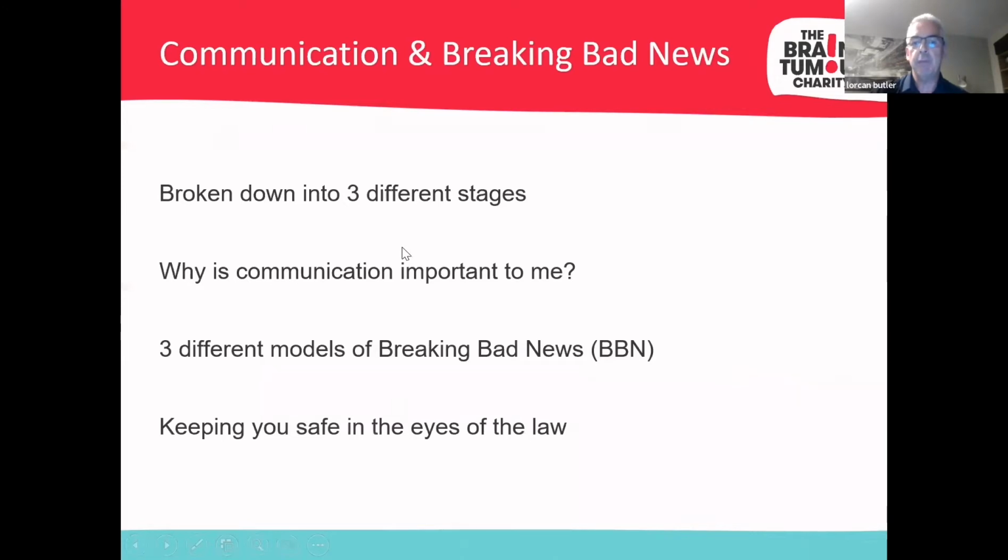So we're going to talk about three different stages. Why is communication important to me? Obviously, we're communicating to patients, but also communication to people externally and in other professions too as well. Could be a GP, could be an orthoptist, could be an ophthalmologist.